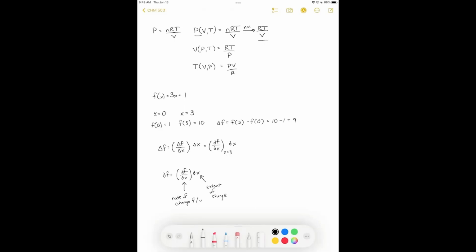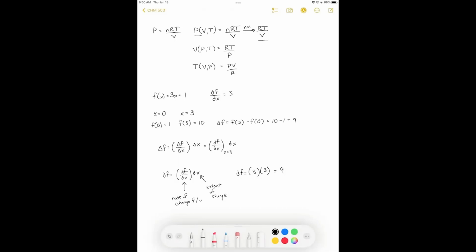So if I do this, what is my df dx? Well, if f of x is 3x plus 1, df dx is simply equal to 3. So my df here is equal to df dx, which is 3, times dx, the extent of my change, which is x going from 0 to 3, which is 3, and I get an answer of 9. So I get the same answer that I did before when I consider it in this way.